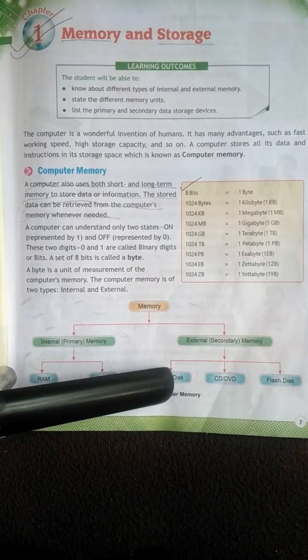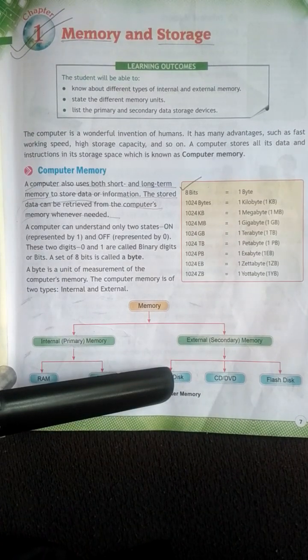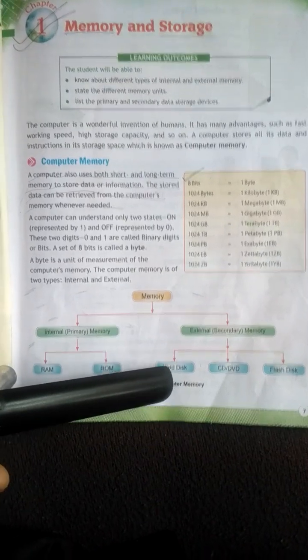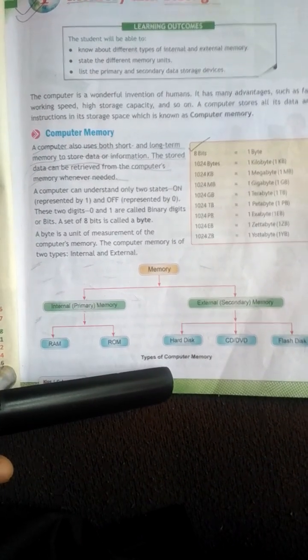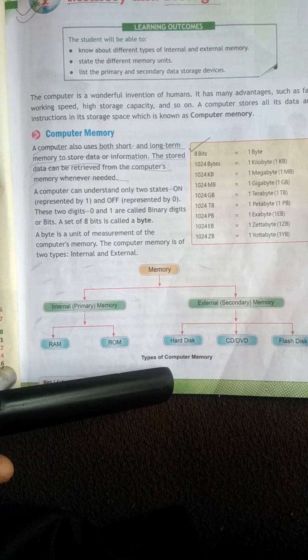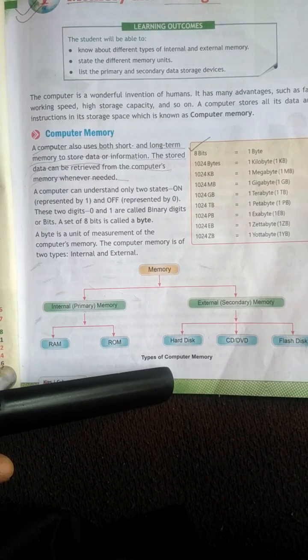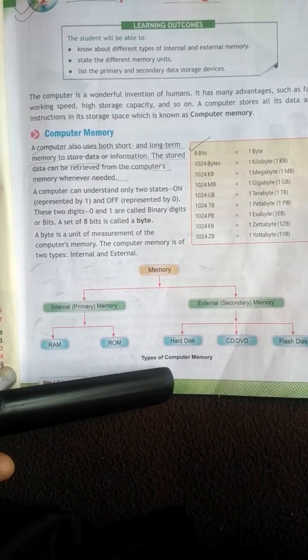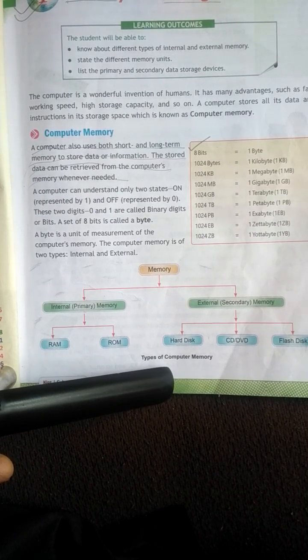A computer can understand only two states: on represents one and off represents zero. These digits 0 and 1 are called binary digits or bits. A set of 8 bits is called a byte, as you can see in the chart as well. And a byte is the unit of measurement of computer memory.